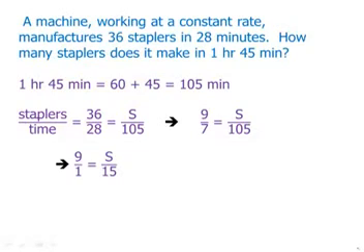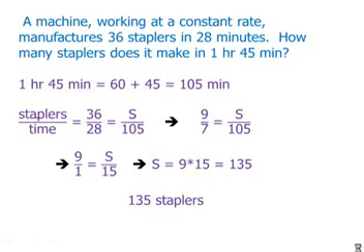Well, now it's ridiculously easy. Now we can cross-multiply. We get S equals 9 times 15, so S equals 135. This is 135 staplers. So notice that once we did enough canceling, it was very easy to do without a calculator.